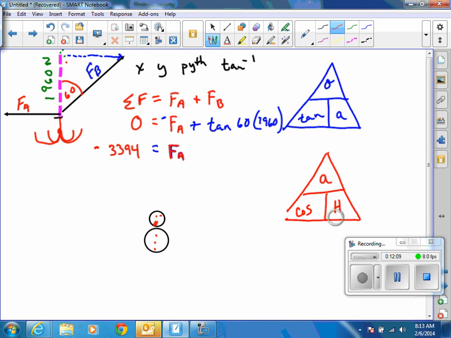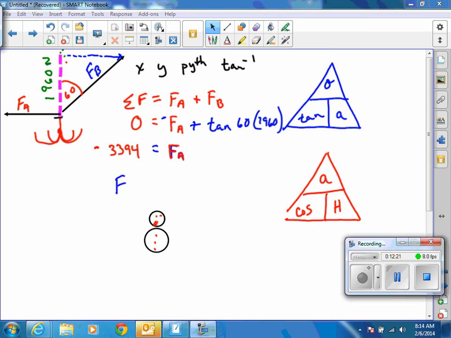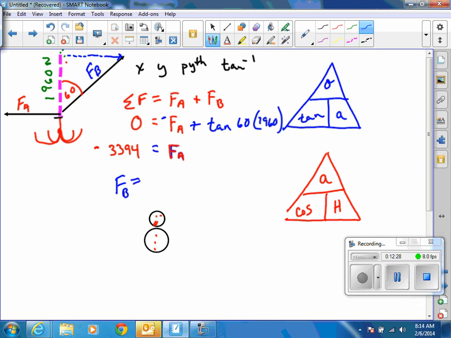So what I'm going to do here is to figure out the hypotenuse. I'm going to cover up the h. When you cover up the h, I'll simply take adjacent divided by the cosine. So that means that FB, let me write it in blue here, is going to be equal to, since it's the hypotenuse, adjacent divided by the cosine of 60 degrees.